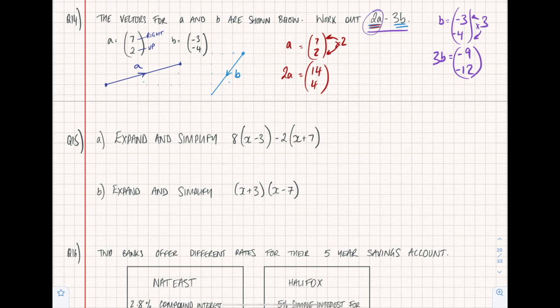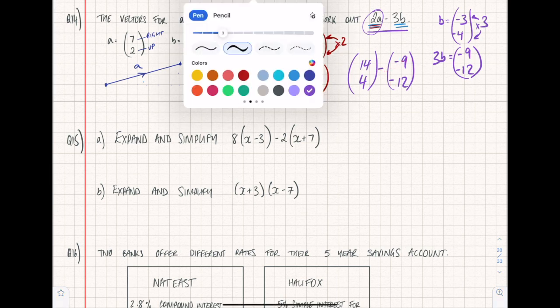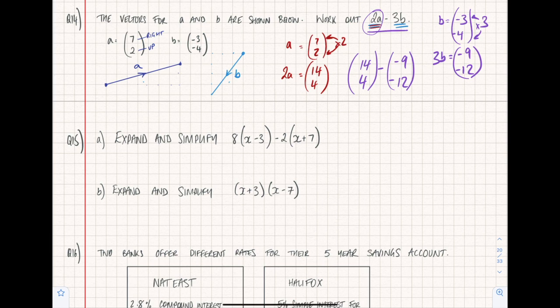So 2A, well 2A is 14, 4, minus 3B. Well 3B is minus 9, minus 12. What you need to be careful of is the fact that you've got a couple of double negatives in here. So it's really important you follow the process and you just go through it carefully to not make any mistakes. So if we look at this then, it's saying 14 minus 9, which actually means 14 plus 9.